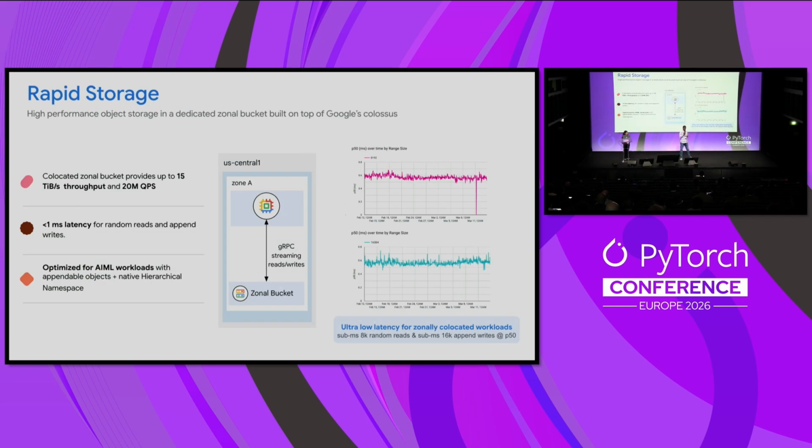So that's where we are excited to talk about Rapid Storage, which solves this exact problem, where it is able to support 15 TiB/s of throughput. Please note it's a capital B. And it is able to support 20 million QPS at sub-millisecond latency. And it is able to support sub-millisecond latency for random reads. If any of you have worked on storage systems, you understand optimizing random reads is a very hard problem. So it's able to support sub-millisecond latency for random reads and appends and writes. And it's the storage system that is optimized for your AI/ML workloads.